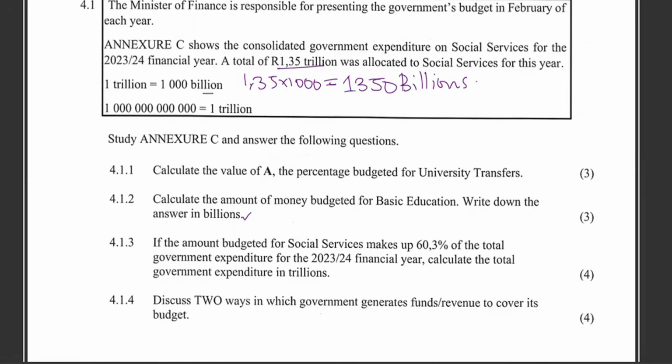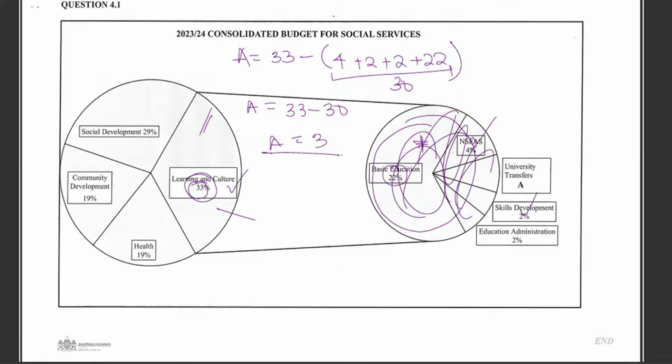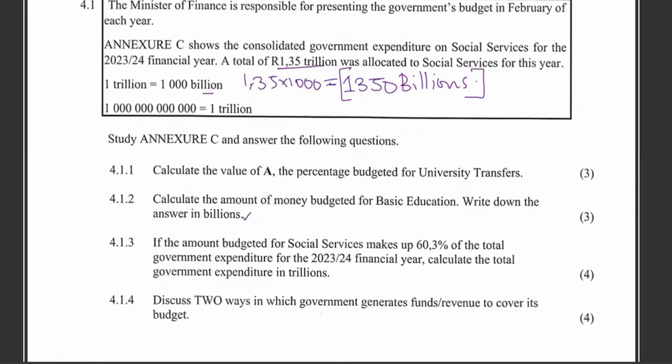These are billions. Then, of these billions, the percentage that goes to basic education is found inside learning and culture. You see this? So of those billions, we need to look for 33%. So what we're going to do, remember we've changed already to billions, so it will become 33 over 100 times 135.